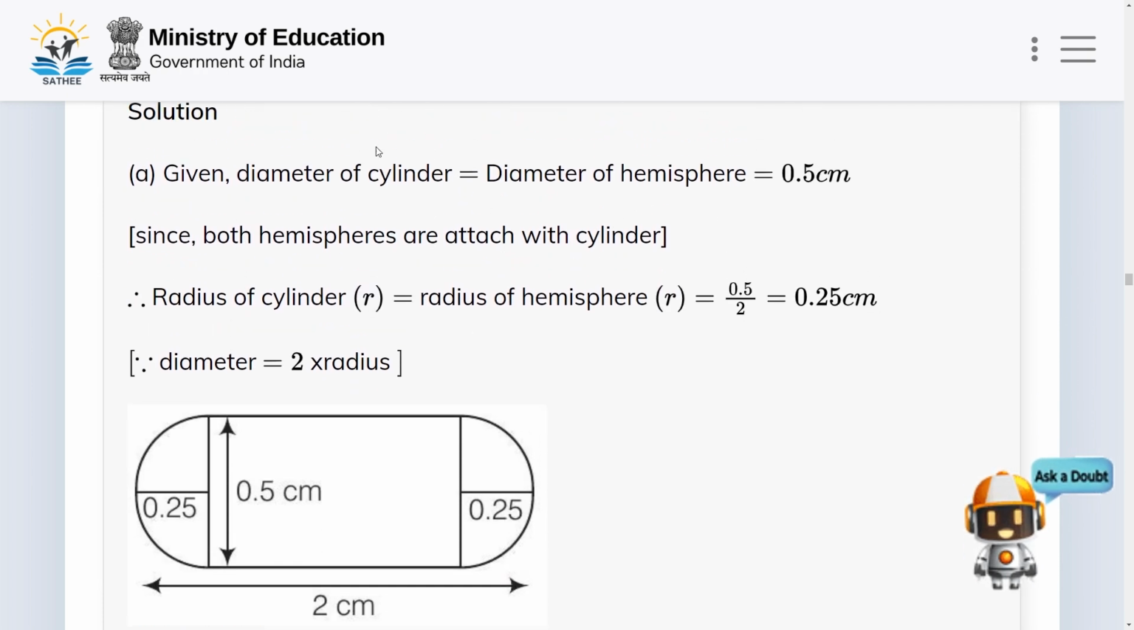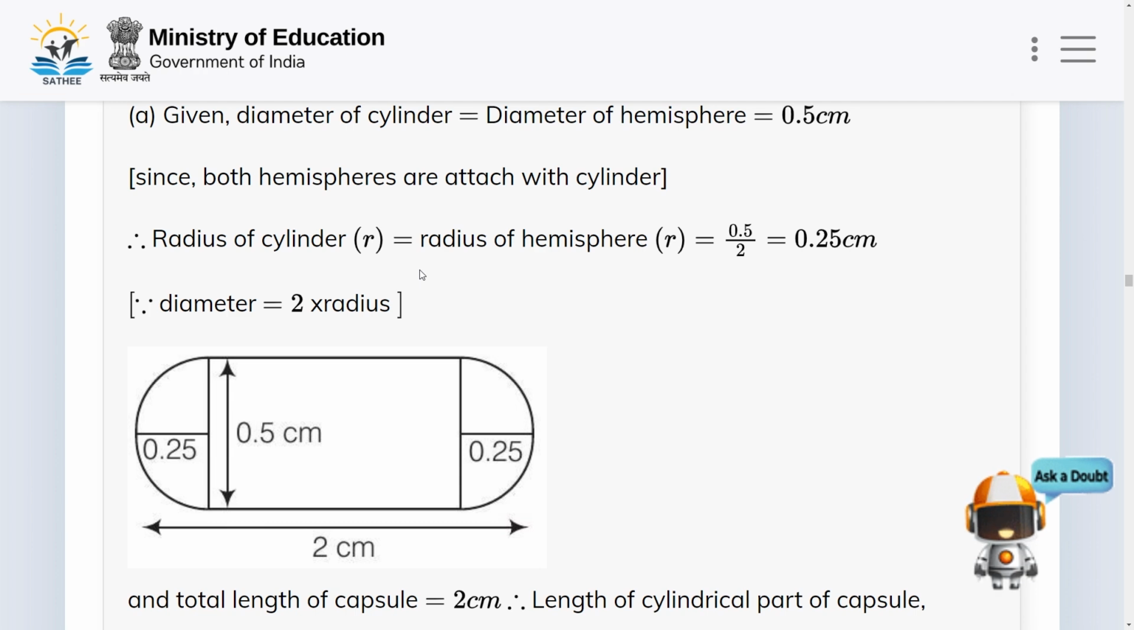So given the diameter of the cylinder, which is the diameter of the hemisphere, is equal to 0.5 centimeter. Since both hemispheres are attached to the cylinder, the diameter of the hemisphere is equal to the diameter of the cylinder. We have given that the diameter of the cylinder is 0.5 centimeter, so the diameter of the hemisphere is 0.5 centimeter, and therefore the radius of the cylinder, r, is equal to the radius of the hemisphere, r equal to 0.5 by 2, which is equal to 0.25 centimeter.